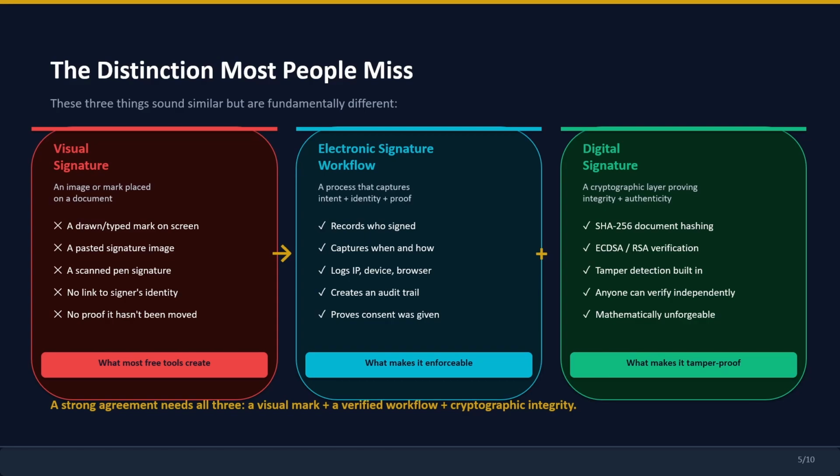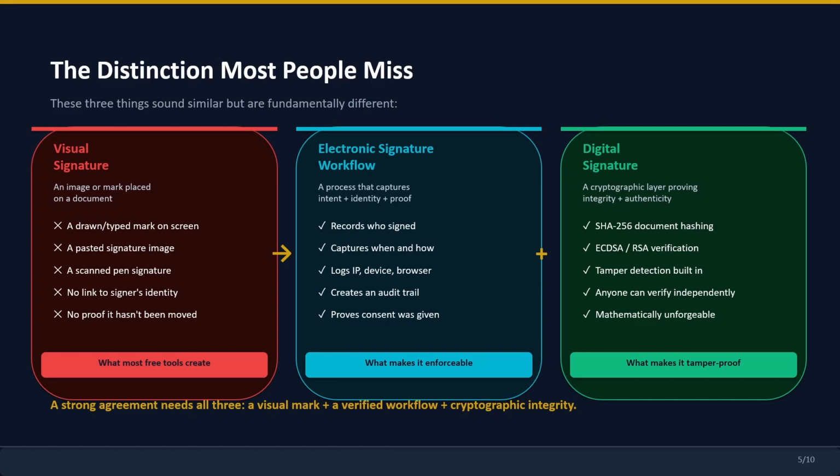A digital signature adds a cryptographic layer on top. Using algorithms like SHA-256 and ECDSA, it creates a mathematical proof that the document hasn't been modified since signing. Anyone can verify it independently. It's essentially tamper-proof. A strong agreement combines all three: a visual mark that people can see, a verified workflow that proves the signing process, and cryptographic integrity that guarantees nothing changed.